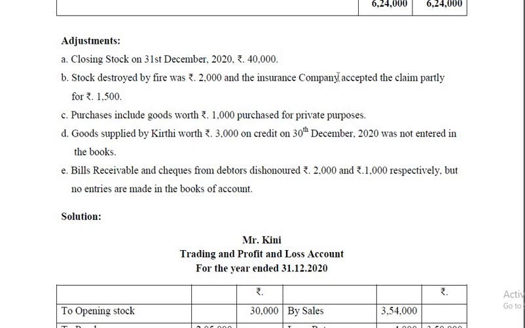And then again regarding the cheque dishonored, when you receive the cheque, the entry passed is bank account debit to debtors account.